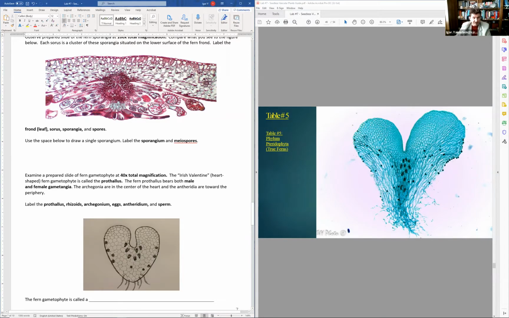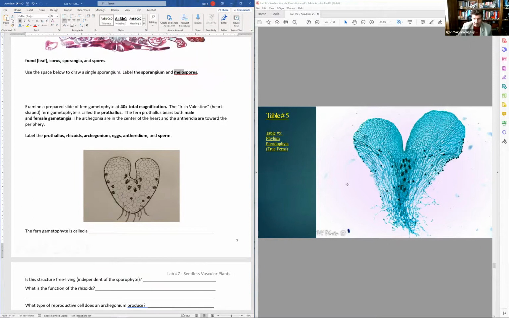And meiospores, of course, any spore right here in the sporangium, will be produced by meiosis, hence the name meiospores. And therefore, the spores are haploid. Now, going back to the prothallus, Irish Valentine. Here we're looking at the body of the gametophyte, haploid structures. The central part will have the archegonia with the eggs inside, and the outside antheridia, which will contain the sperm. A different name for the gametophyte: you can call it prothallus, or you can literally call it Irish Valentine. I will accept that. Okay.